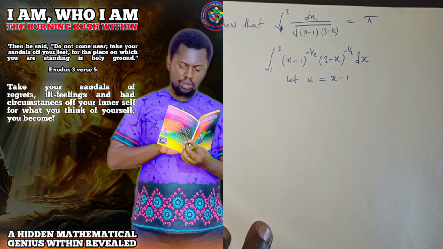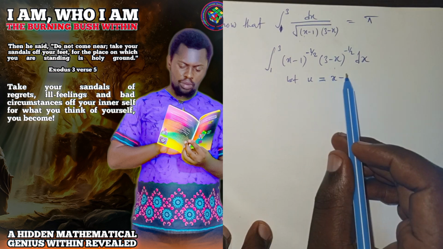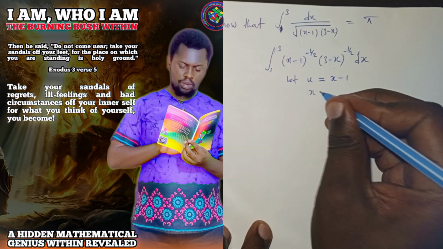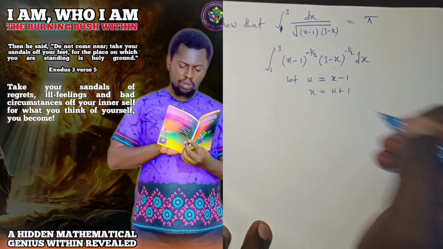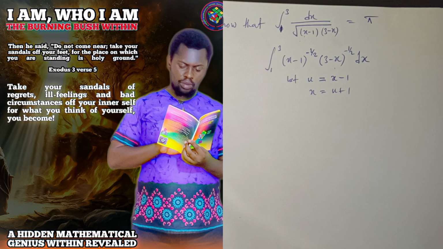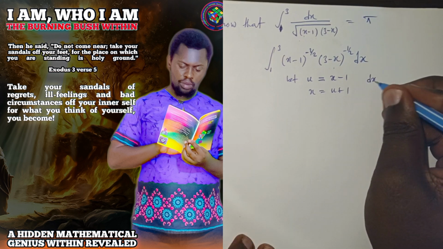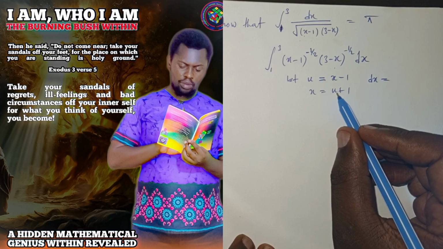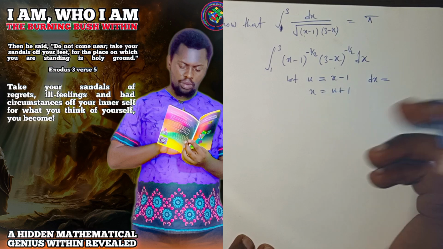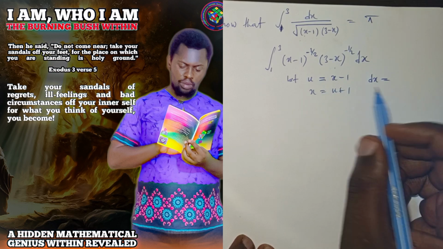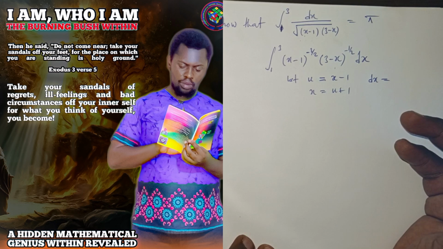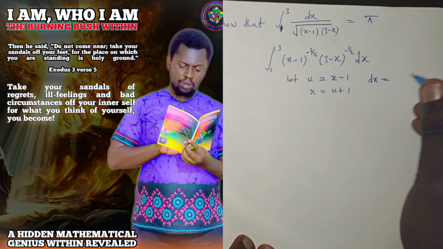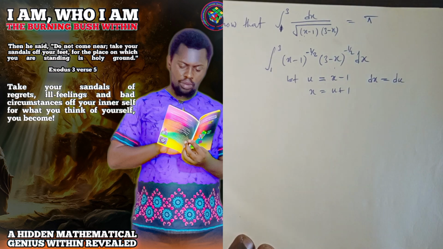Okay, then we make x the subject. It's just a matter of adding 1 to both sides, so we have x equal to u plus 1. Then you differentiate: dx is equal to the derivative of u with respect to u, which is 1, plus the derivative of 1, which is 0, multiplied by du. So 1 multiplied by du is du. So dx is equal to du.